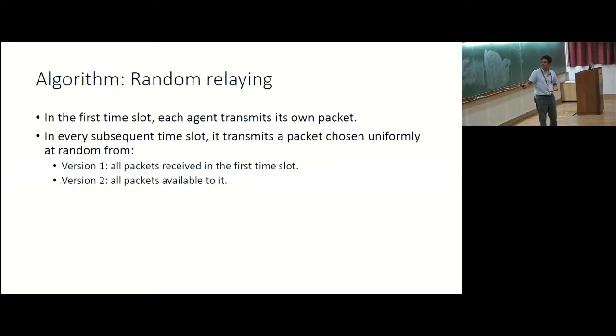There are two kinds of things they could do. You could just pick uniformly from packets you received in the first time slot and keep doing that over successive time slots. Or in time slots 3, 4, and 5, you could pick randomly from everything you have accumulated up to that time. The second version seems more natural. The first version is easier to analyze. We are going to look at both of them. We get better bounds for the first version, but these are two versions of this algorithm. And then later we'll look at another algorithm which uses coding, but relaying is the first thing we look at.